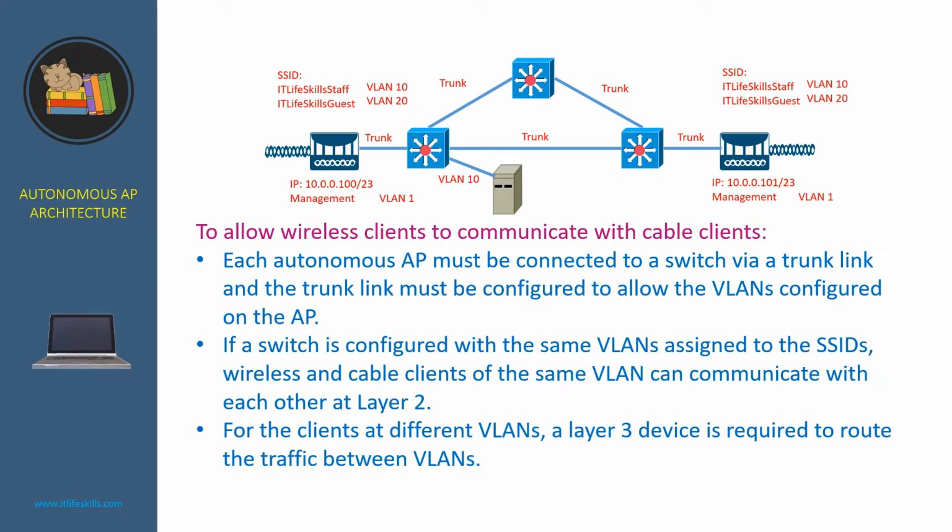To allow wireless clients to communicate with cable clients, each autonomous AP must be connected to a switch via a trunk link, and the trunk link must be configured to allow the VLANs configured on the AP. If a switch is configured with the same VLAN assigned to the SSID, wireless and cable clients of the same VLAN can communicate with each other at layer 2. For the clients at different VLANs, a layer 3 device is required to route the traffic between VLANs.